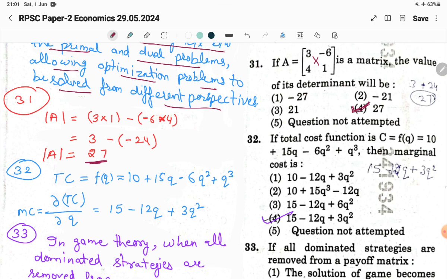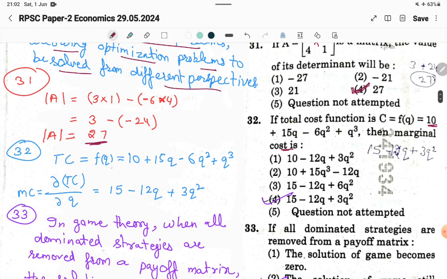Next question: if total cost function is equal to 10 plus 15q minus 6q square plus q cube, then marginal cost will be. So it's also a simple one.